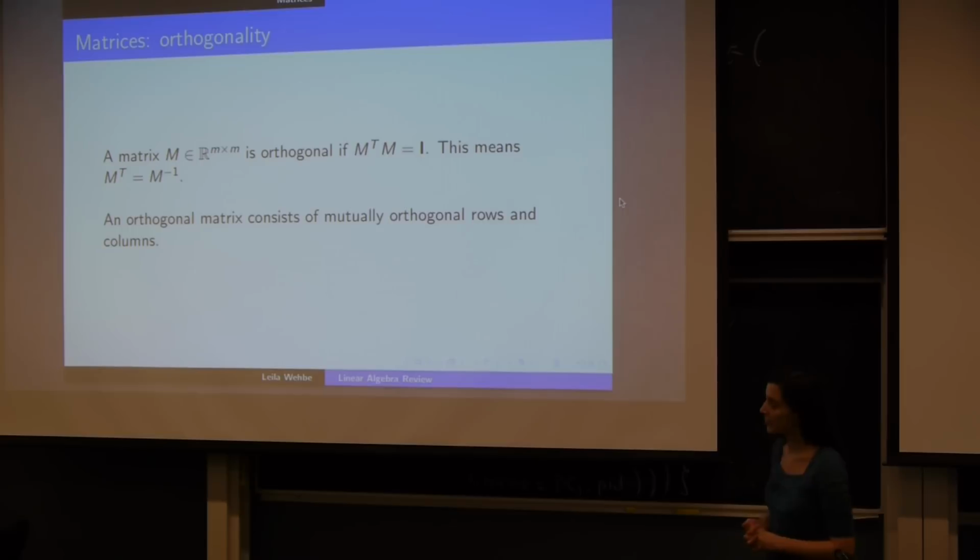There's an important concept with matrices, which is orthogonality. A matrix M is orthogonal if M transpose times M is equal to I, the identity matrix. So this means that M transpose is equal to the inverse of M. An orthogonal matrix consists of mutually orthogonal rows and columns. So if you do their dot products, you're going to get 0.